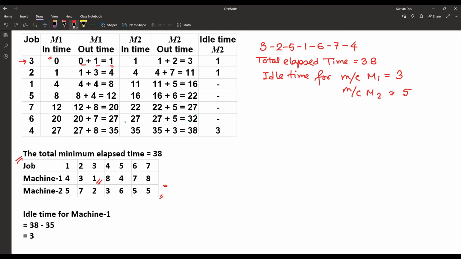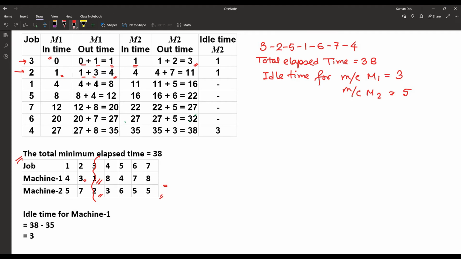Next in the order is M2. It has to start from 1, and for job 3 the processing time is 2, so its out time is now 3. So we are crossing out job 3. Next job in the sequence is now 2. Machine M1 has out time 1, so it has to start from 1, and for job 2 the processing time for machine 1 is 3. So 1 plus 3, out time is 4.